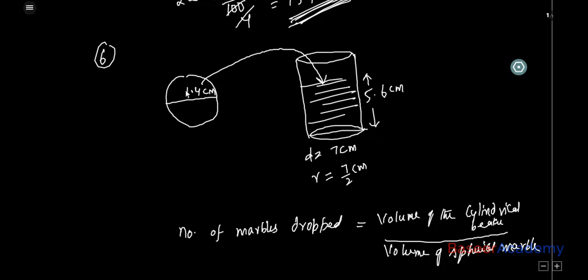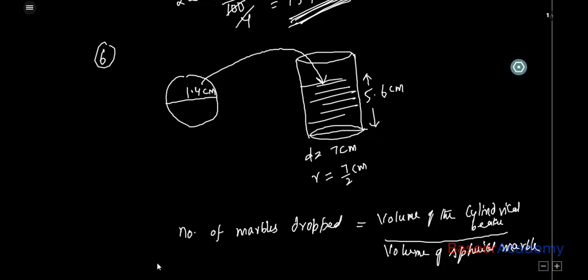Now these spherical marbles are being dropped into a cylindrical beaker, and the diameter of this cylindrical beaker is given as 7 centimeter, which means the radius would be 7 by 2. After we dropped the spherical marbles, the water level rises to 5.6 centimeter. Now we have to find out how many marbles were dropped into the cylindrical beaker.